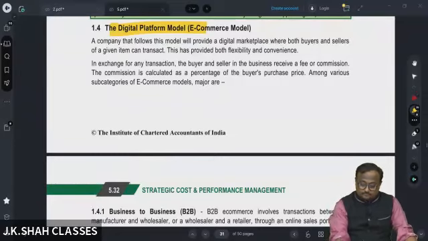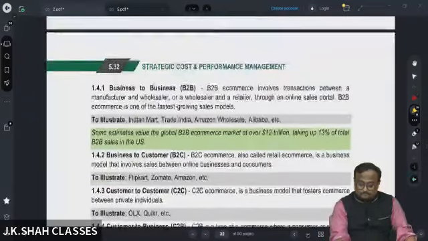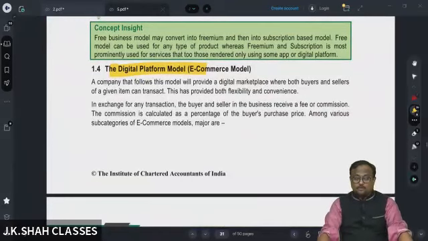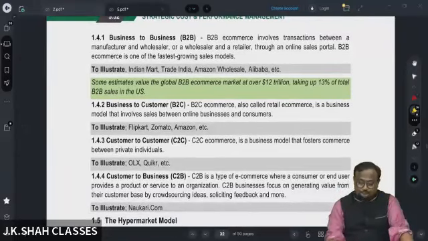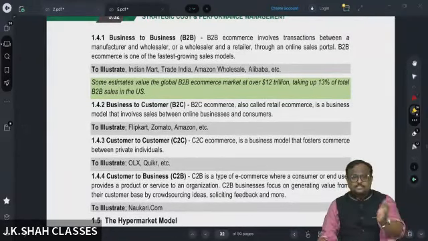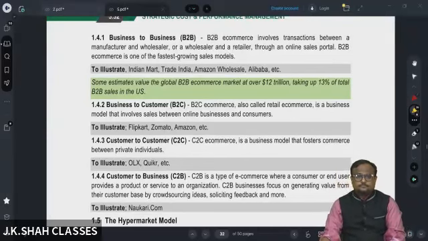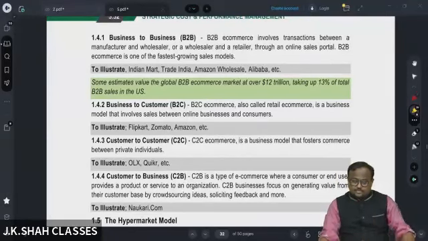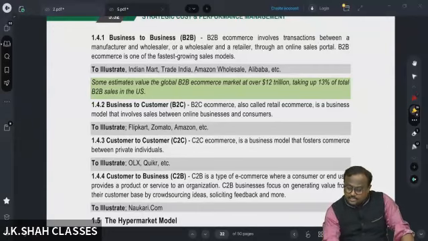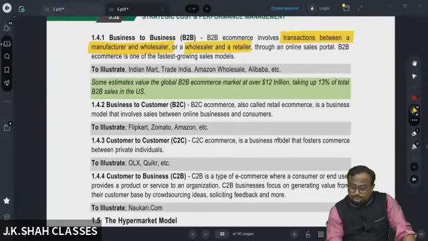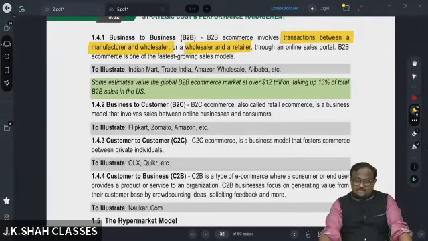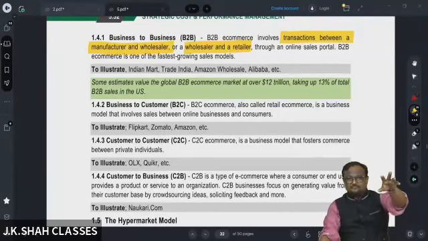So, digital platform model, e-commerce model, they work on some strategies. One is business to business strategies. Business to business strategies means transactions between a manufacturer and a wholesaler, or a wholesaler and retailer. So basically the main customer is not involved. The retail customer is not involved.